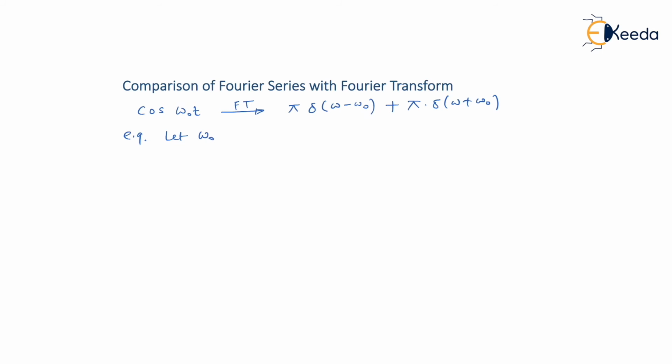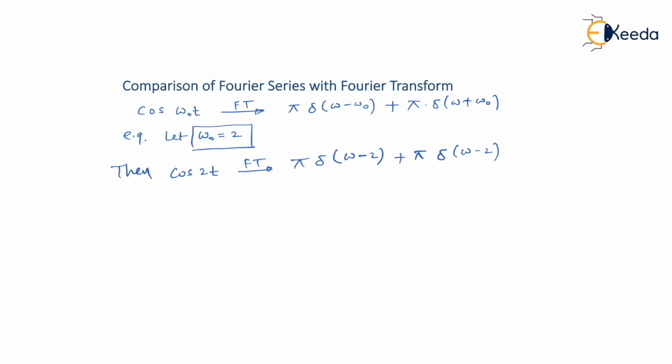Now, for example, let omega naught be equal to 2. Then cos of omega naught t, in fact, we should now replace omega naught equal to 2. So cos of 2t will have a Fourier transform as pi times del of omega minus 2 plus pi times del of omega plus 2. Am I right? So this is a Fourier transform for a cosine signal, which is periodic in nature.